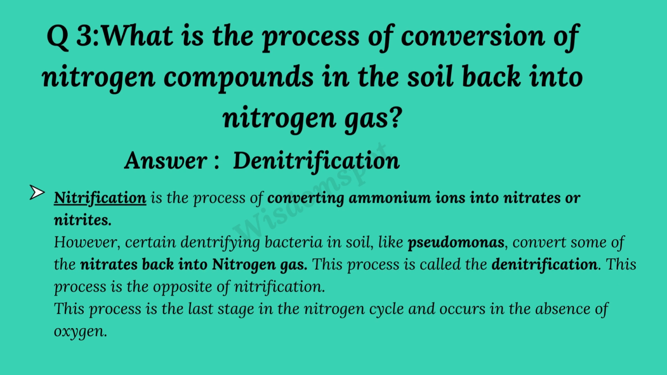What is the process of conversion of nitrogen compounds in the soil back into nitrogen gas? Answer: denitrification. Nitrification is the process of converting ammonium ions into nitrates and nitrites. However, certain denitrifying bacteria in soil like Pseudomonas convert some of the nitrates back into nitrogen gas. This process is called denitrification. This process is the opposite of nitrification. It is the last stage in the nitrogen cycle and occurs in the absence of oxygen.